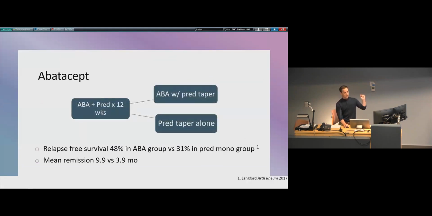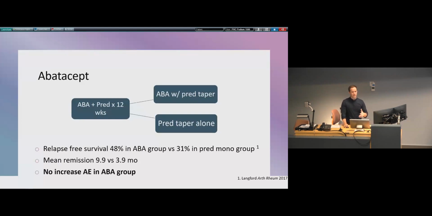Abatacept, which is a CTLA4 agent, basically limits T cell activation, and T cells are the main drivers of inflammation in GCA. Their initial study showed about 50% relapse-free survival versus about 31% in the prednisone monotherapy group, which was just barely positive. They did have some longer remission. The most important thing is there were no adverse events in the abatacept group.